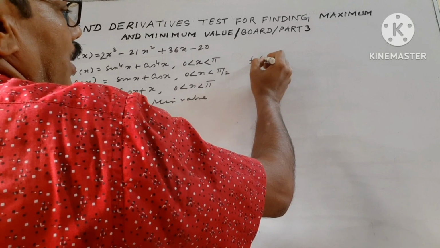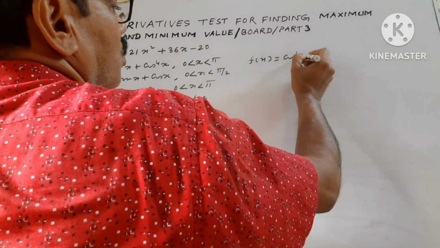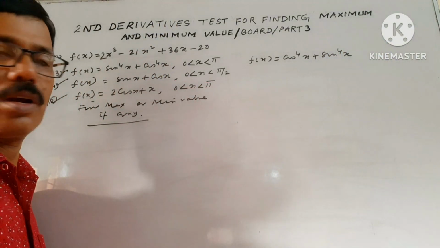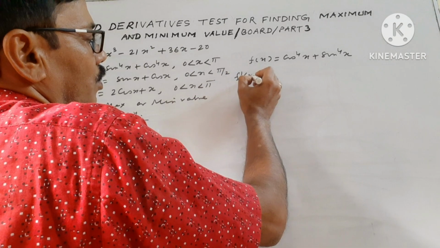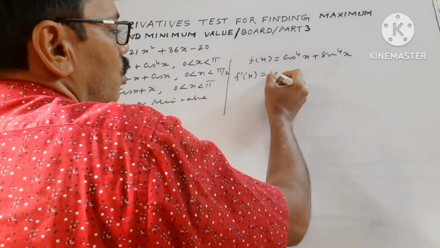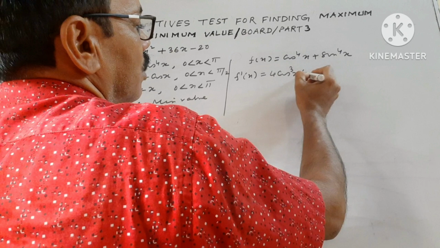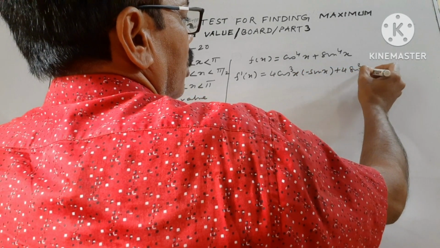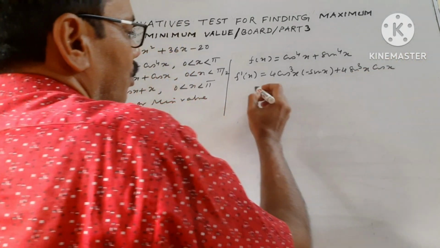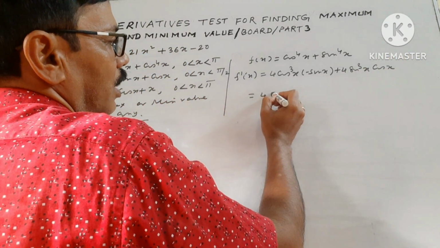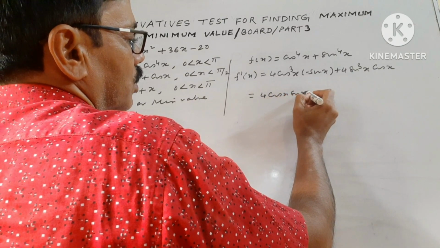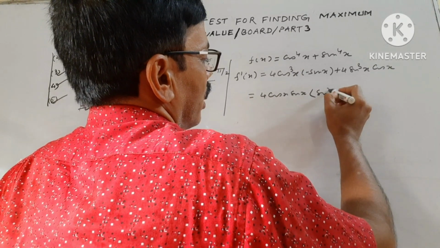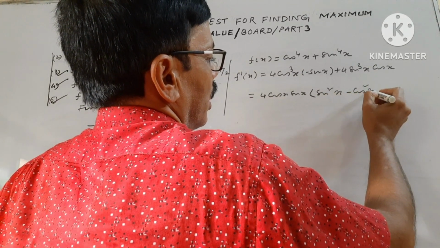Problem number 3: f(x) equals cos to the power 4 x plus sin to the power 4 x. Now what is f dash x? 4 cos cube x into minus sin x, plus 4 sine cube x into cos x. So you can take 4 cos x sin x common. So we are getting sine square x minus cos square x.